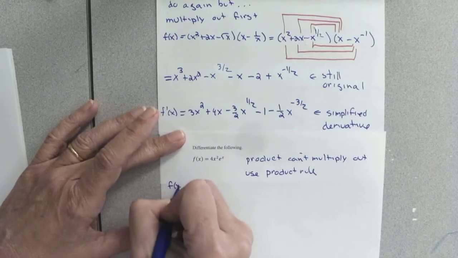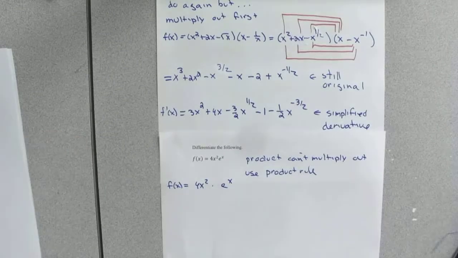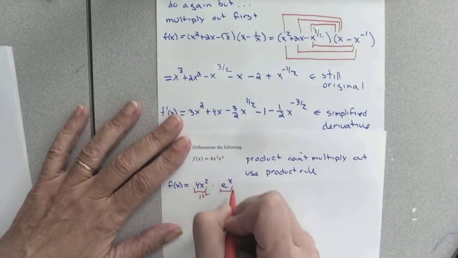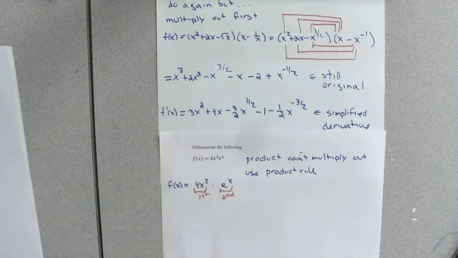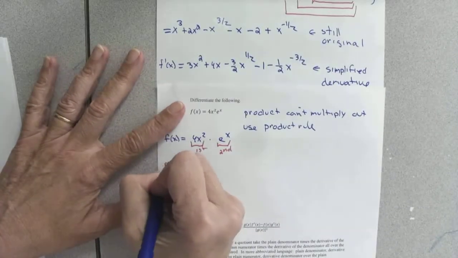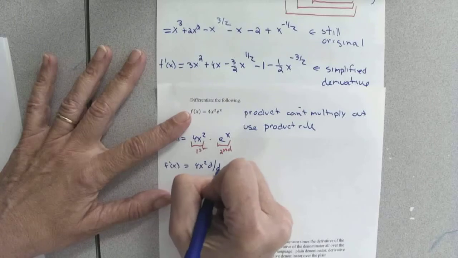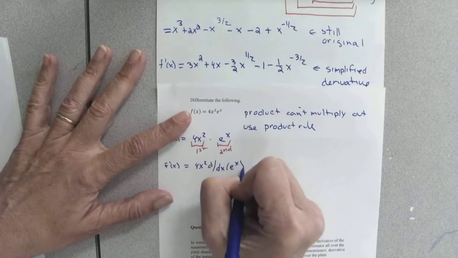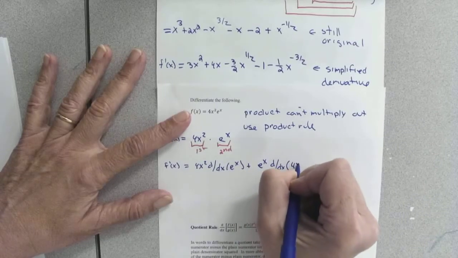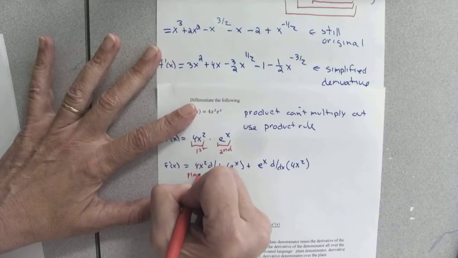So I'm just going to rewrite the original function here. And so that's 4x squared, very explicitly, e to the x. And so there's my first factor, there's my second factor. So using the product rule: plain first, derivative of the second, plus plain second, derivative of the first. Product rule. You do not have to show this step.